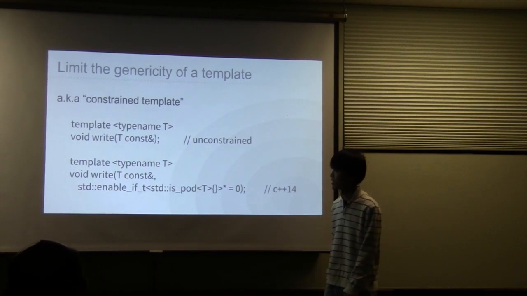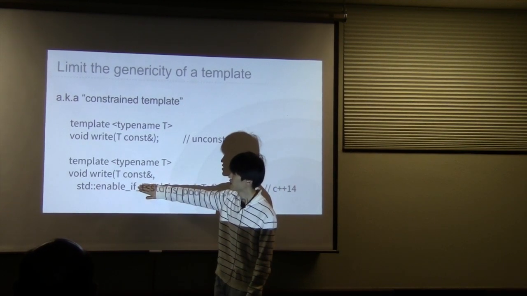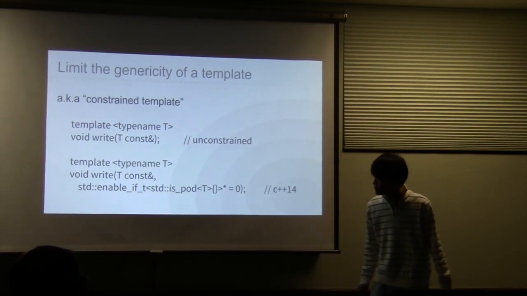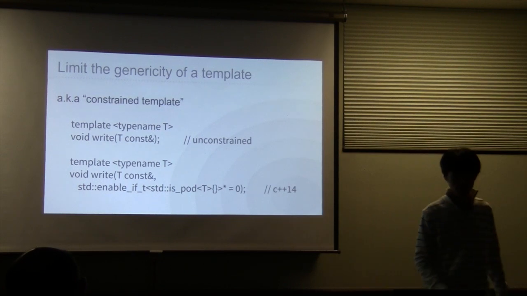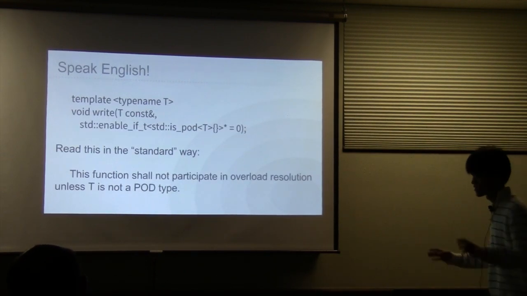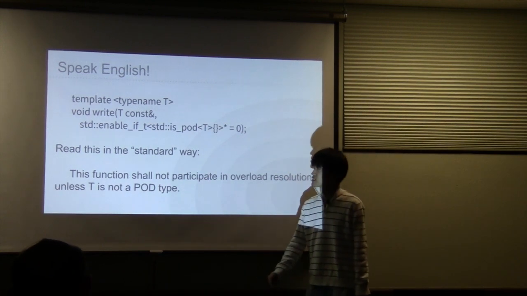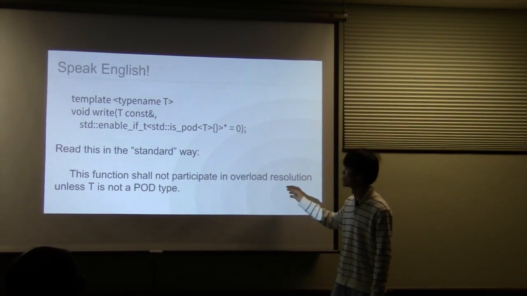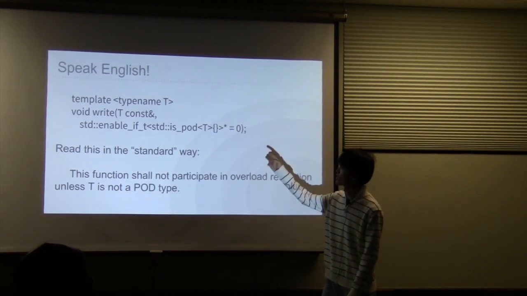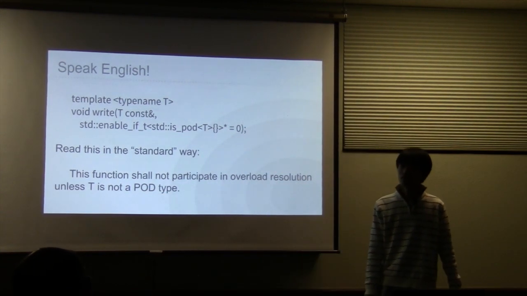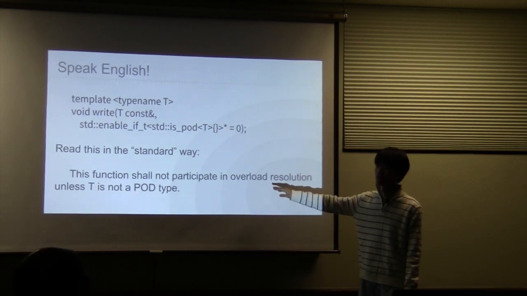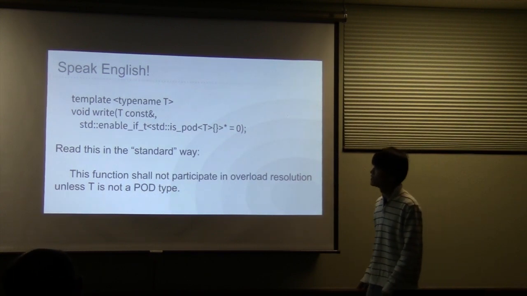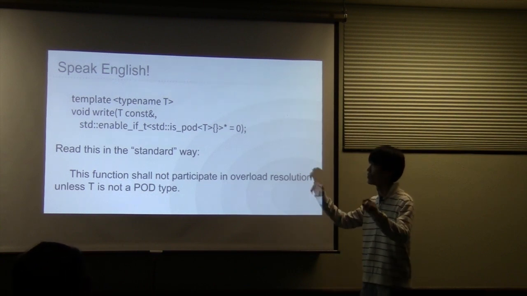And by the way, this code is in C++14 style. If you are still using C++11, you don't have enable_if_t, just enable_if, and you're going to need typename in front of that. That looks really ugly, but it's still kind of readable. Let's try to read it. If you look at the standard, when it has a lot of wording like this, this function should not participate in overload resolution unless blah blah blah. For this case, unless T is not a POD type. If you see this in the remarks part in the standard, pretty much it mandates you to use this technique to constrain a template which is open to the world.